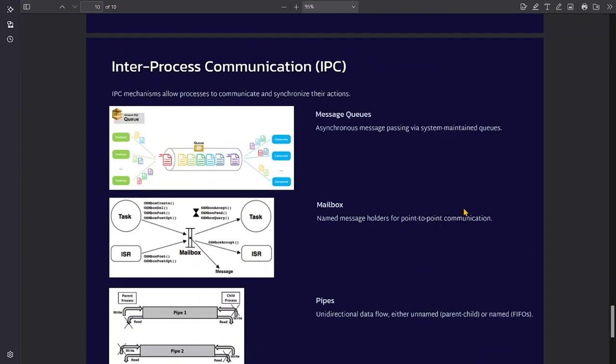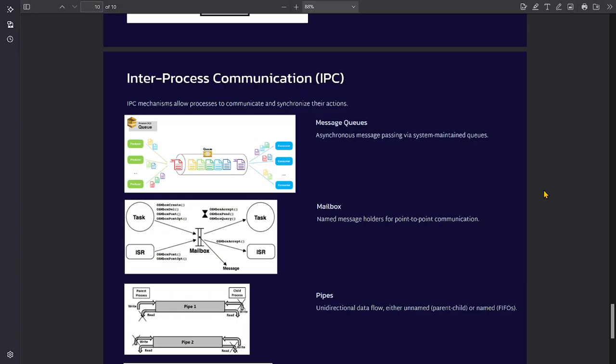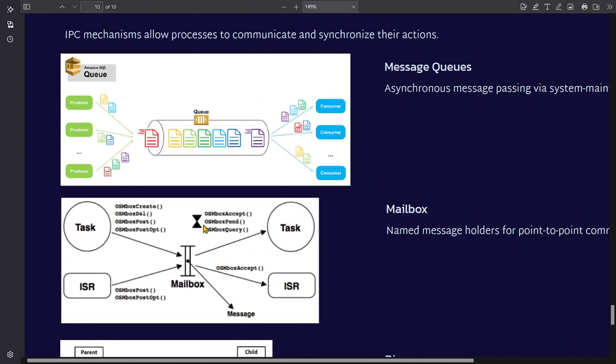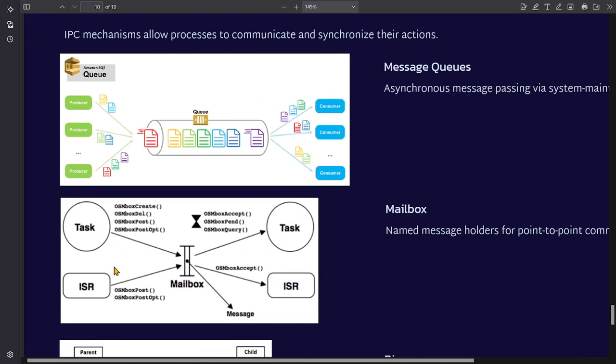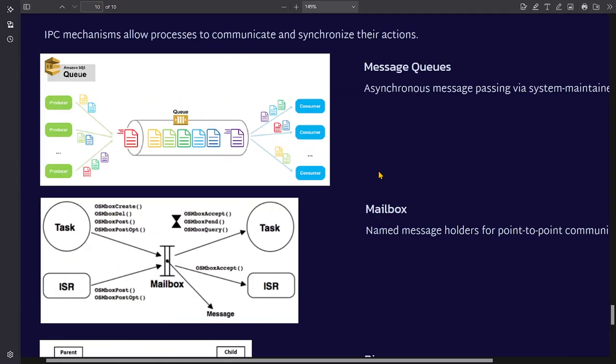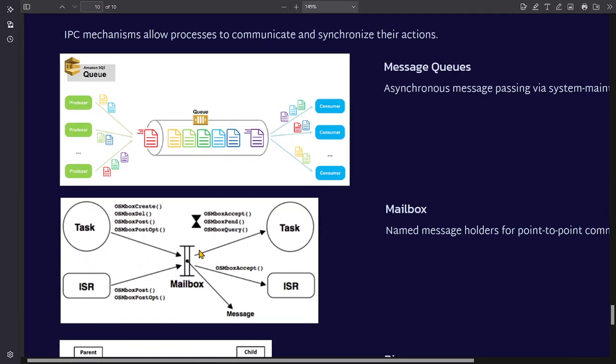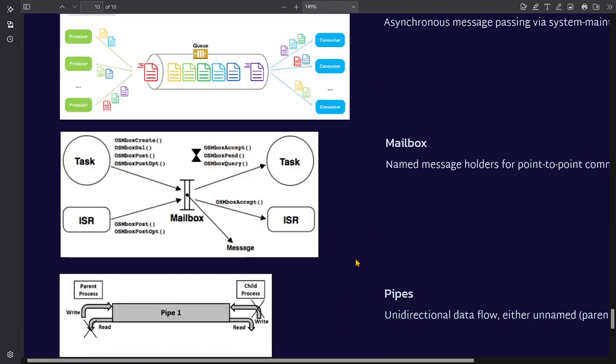Coming to the mailbox, mailboxes provide named structured communication channels. So basically, it provides a single source of, say, a drop and go kind of mechanism where a task posts some data over here, which is taken by another task. Which happens when an interrupt service routine is called.